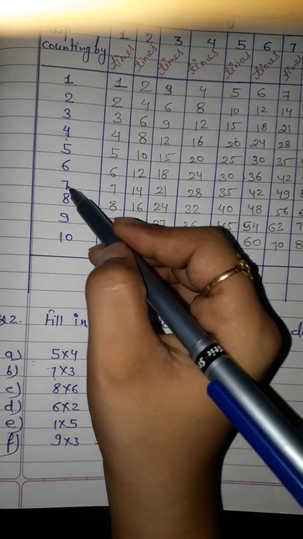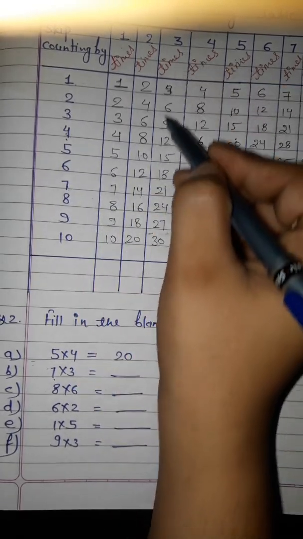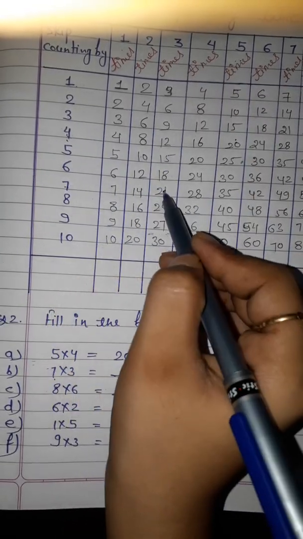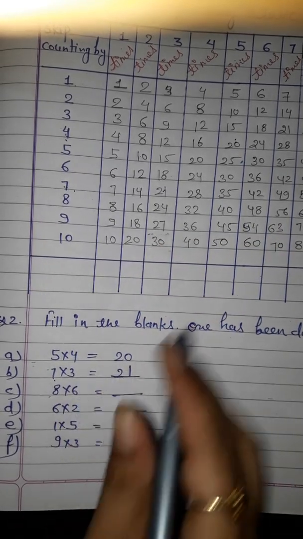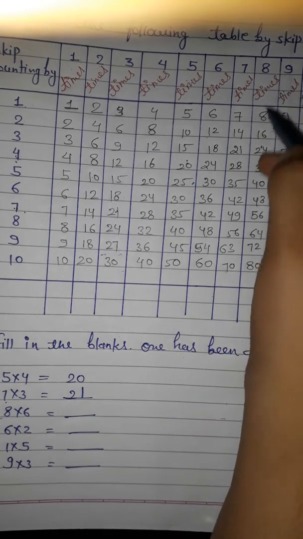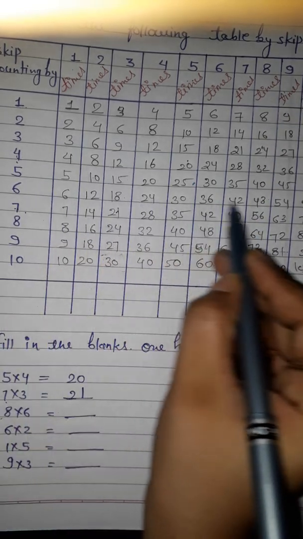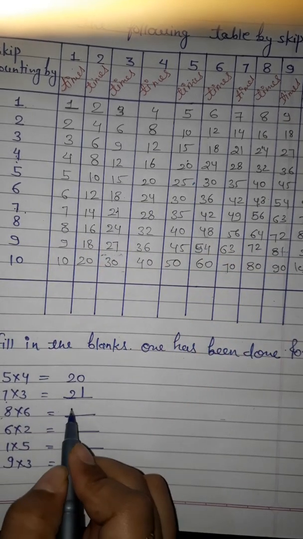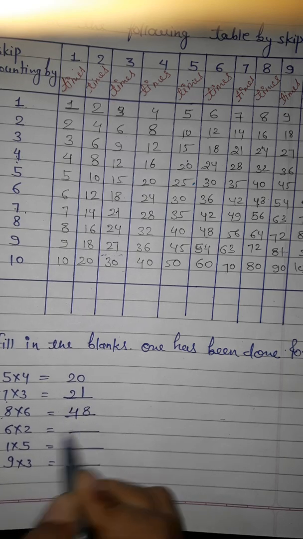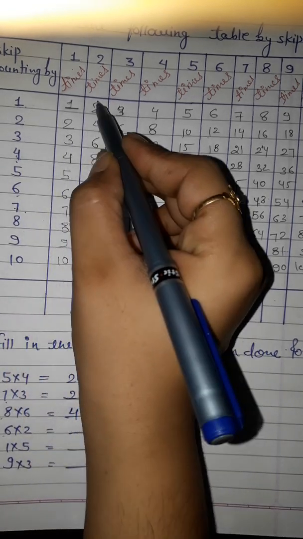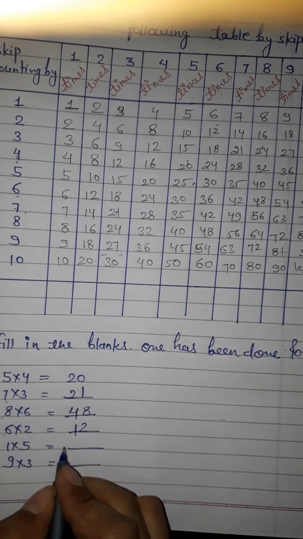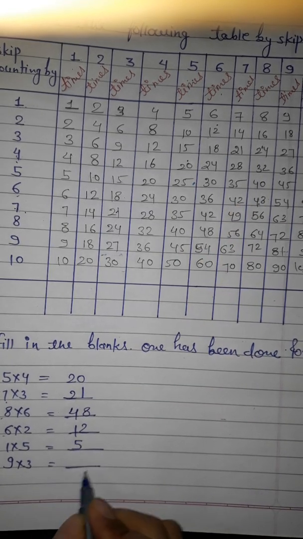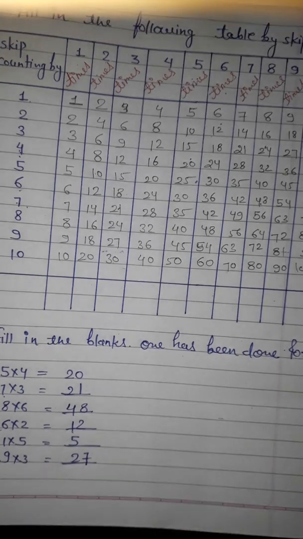So you can see 7 threes are 21. So we will write here 21. Now 8 sixes are, you can see from here 8 sixes are 48. So we will write here 48. Now 6 twos are 12. After that 5 ones are 5 and 9 threes are 27. Okay.